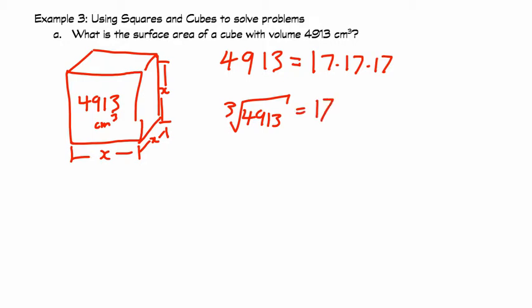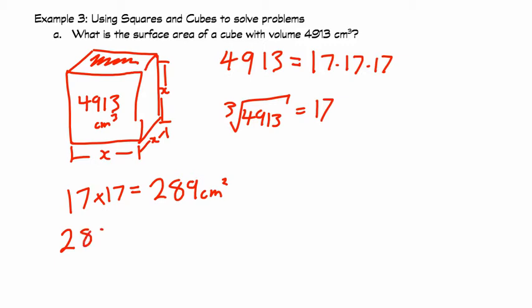So now we know a side length is 17. The surface area of one side of the cube will be 17 times 17, which is equal to 289 centimeters squared. But we are not done yet, because this is the surface area of one side. A cube has 6 sides, so to find the surface area of the entire cube, we multiply this number by 6, which gives us 1,734 centimeters squared. So the surface area of this cube is 1,734.